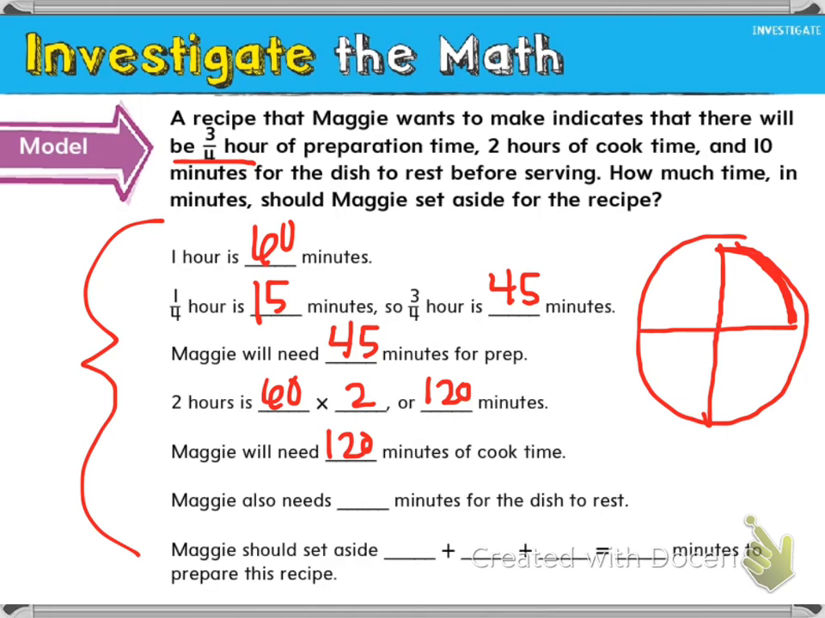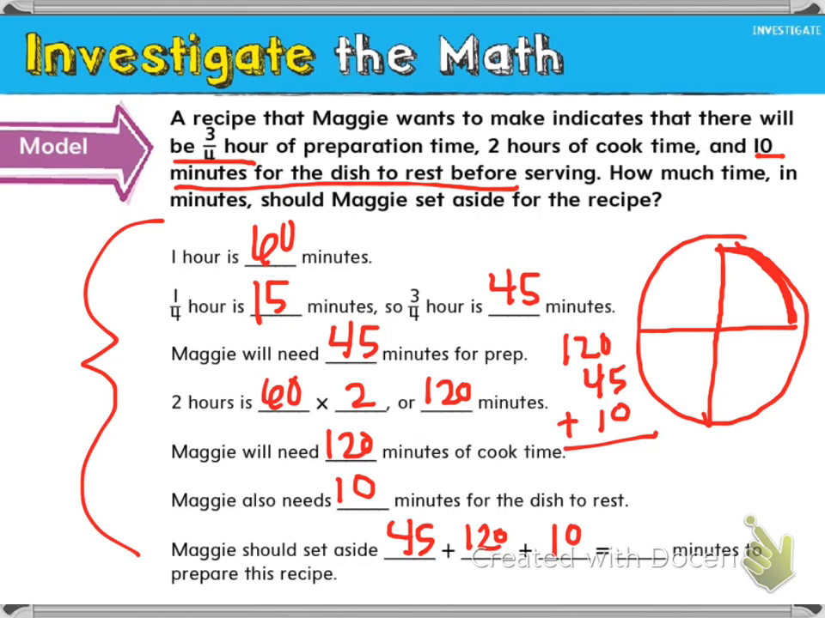Maggie also needs blank minutes for the dish to rest, and it says 10 minutes for the dish to rest. So 10. So now we need to add our prep time, our cook time, and our rest time. So our prep time is 45 minutes, our cook time is 120 minutes, and our rest time is 10 minutes. So if we say 120 plus 45 plus 10, I want you to pause the recording and solve that very quickly.